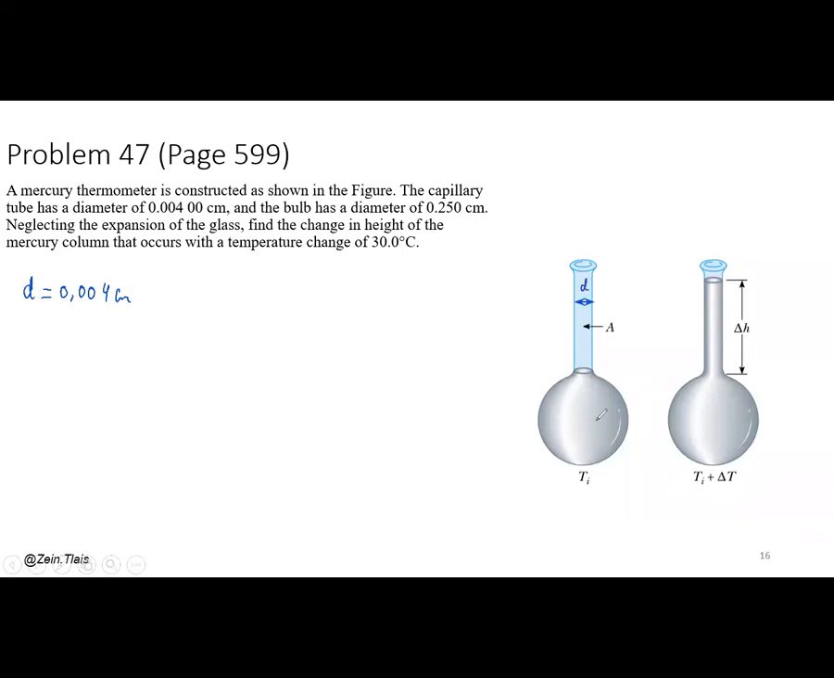And the bulb, here we have the bulb, has a diameter of 0.250 centimeter. Let's say capital D equals 0.250 centimeter. Neglecting the expansion of the glass is a very important point. Here we neglect the expansion of the glass if we increase the temperature from T initial to T final, T final equals T initial plus delta T. Okay?